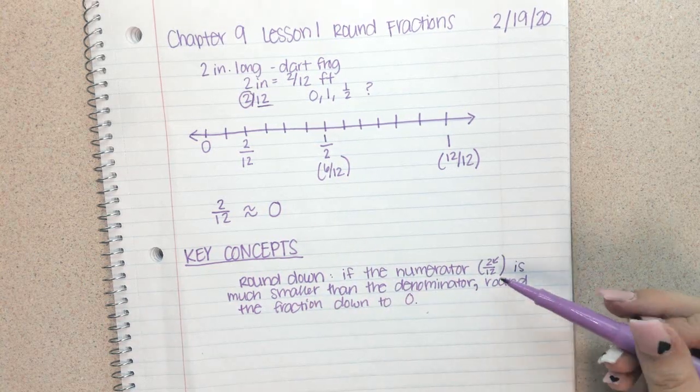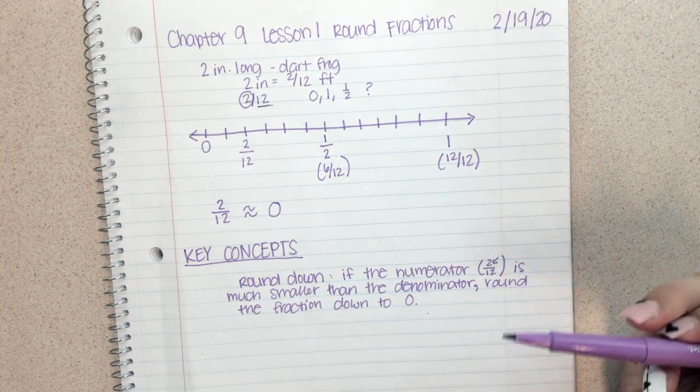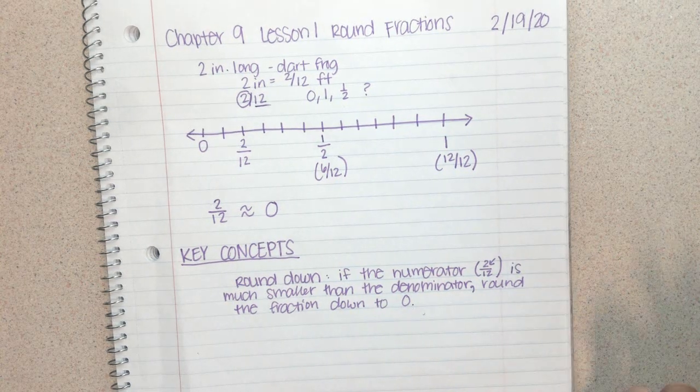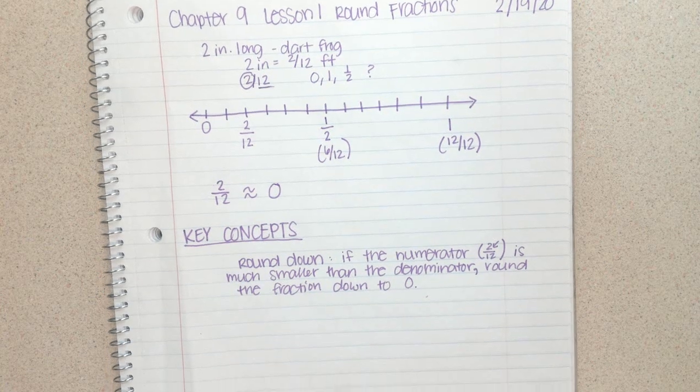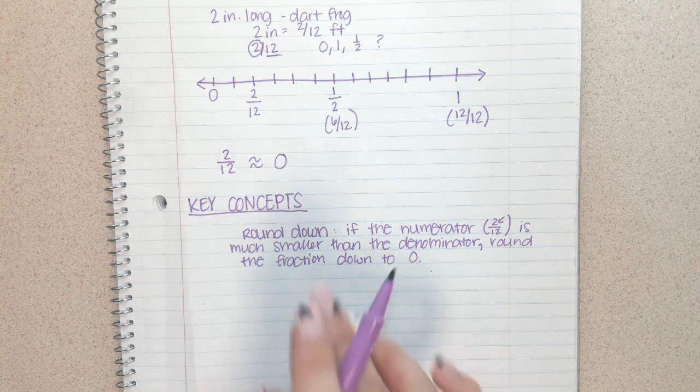So even our example we just had, 2/12. 2 is significantly smaller than 12, so we could have just figured in our heads that because it's so much smaller, we're probably going to round it down to 0. Now that doesn't necessarily mean that it's always going to be that way, so just make sure you double check on your number lines.